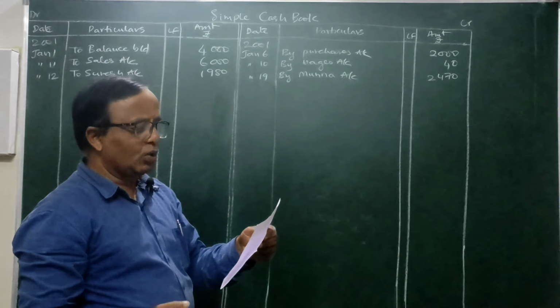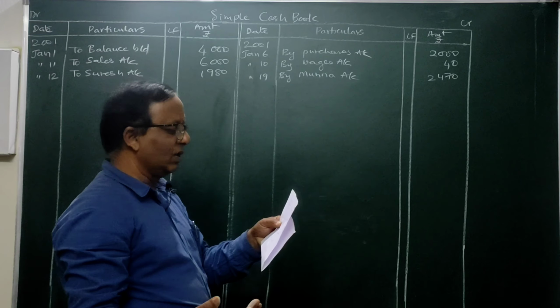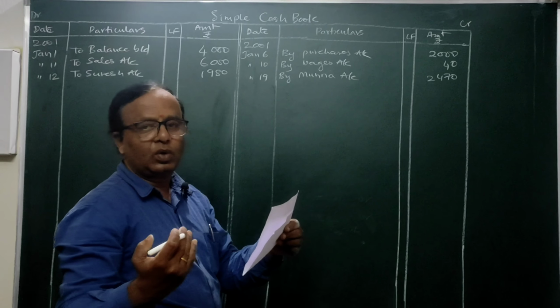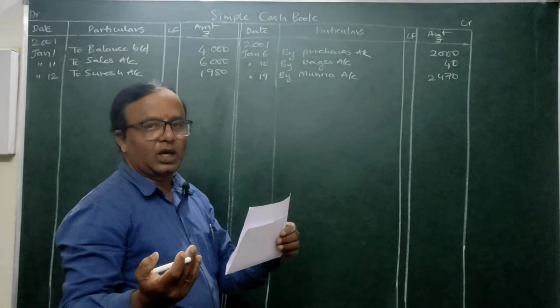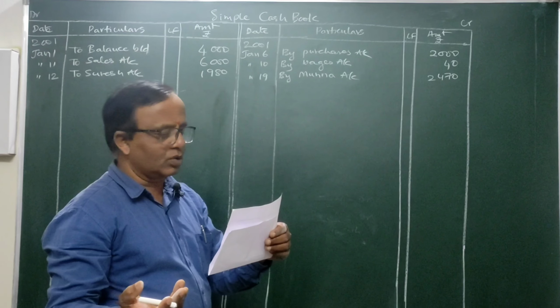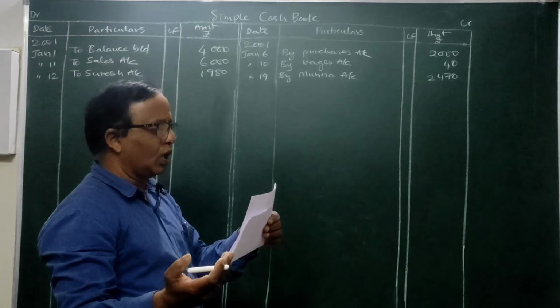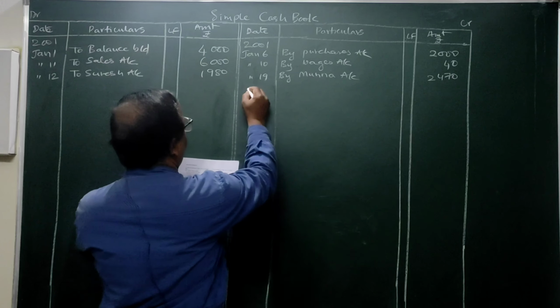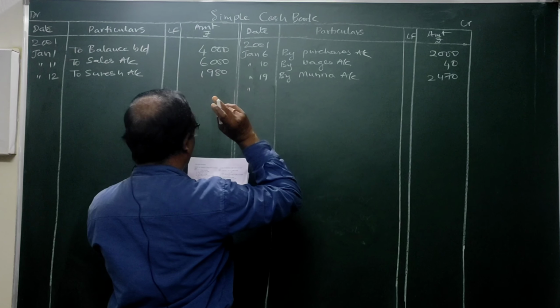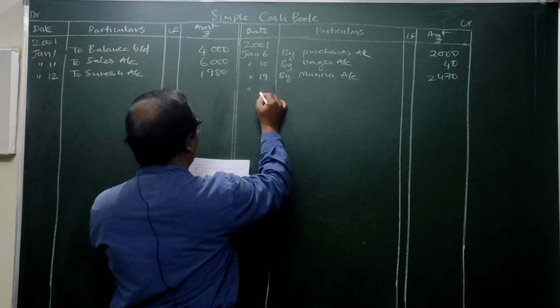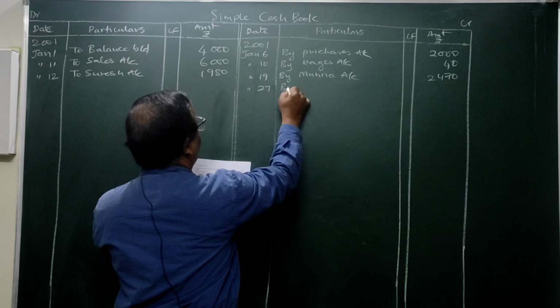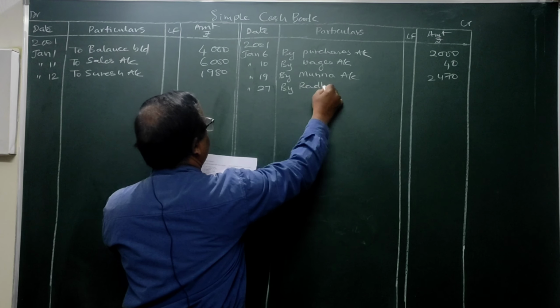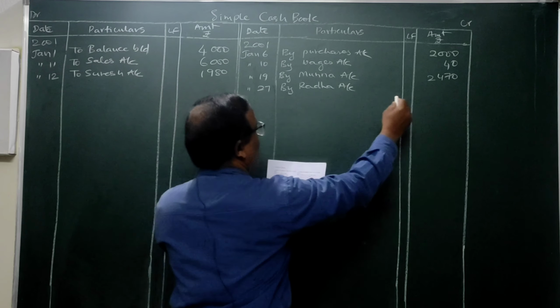Then cash paid to Radha. When you have paid cash to Radha, cash is going out. Okay. You have paid to Radha. Radha is a personal account, debit the receiver. So your entry will be Radha account debtor to cash. So in Radha account you are going to debit. In cash account we should credit it. Okay. So you write by Radha, by Radha account. How much? 400.